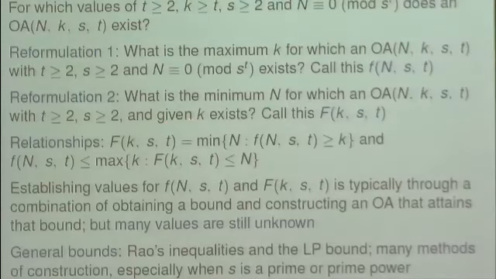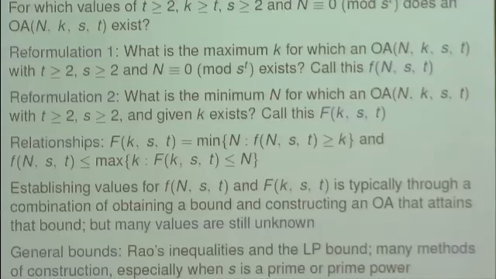A second reformulation is, I'll tell you how many columns I'm going to have, k, what the number of symbols is, what the strength is going to be, can you now tell me what the minimum number of rows needed is to construct an orthogonal array? So that's the second reformulation of the basic existence question.